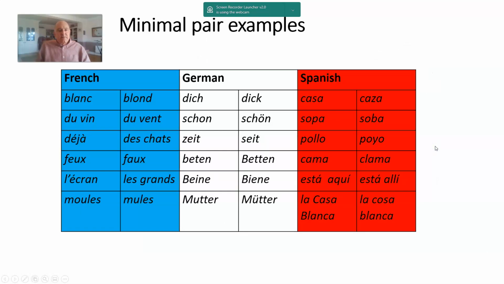Here's some examples of minimal pairs. French on the left, German in the middle, Spanish on the right. So in French, which is my language, we've got blanc, blond, vin, vent, déjà, déjà, and then so on. These are very easy to come up with, and you can put pairs on the board and have fun with those.